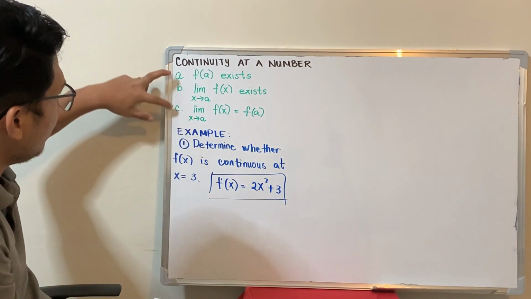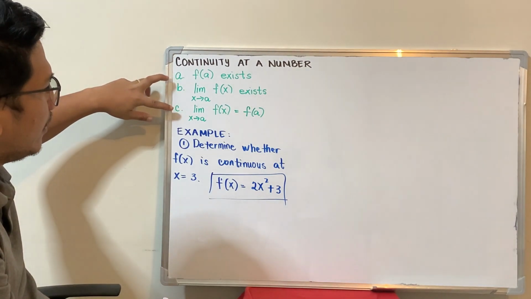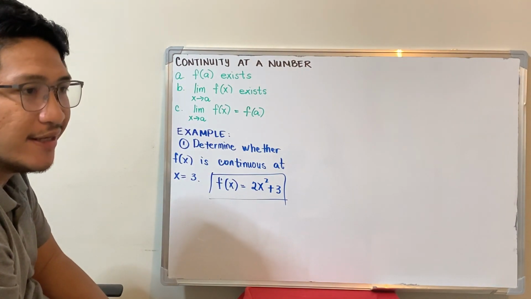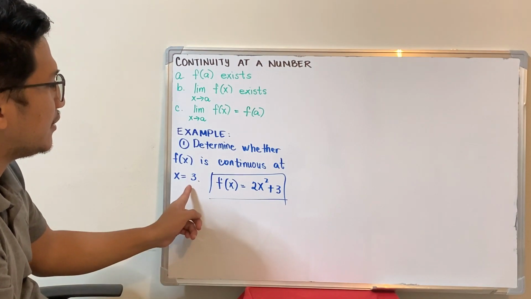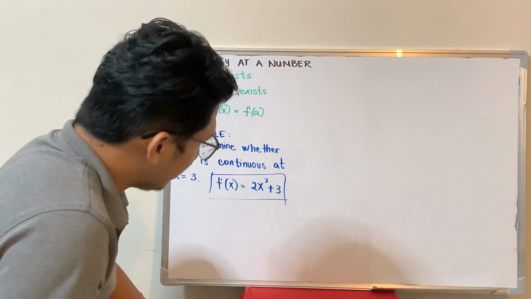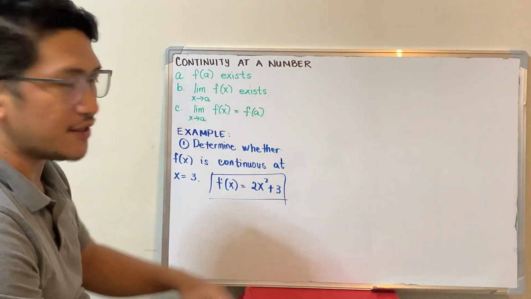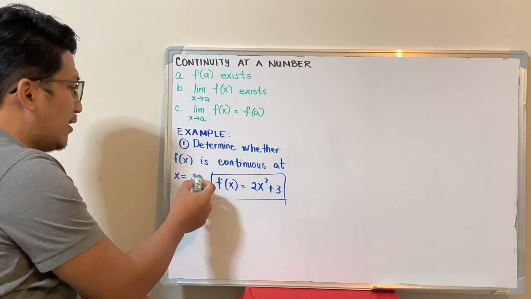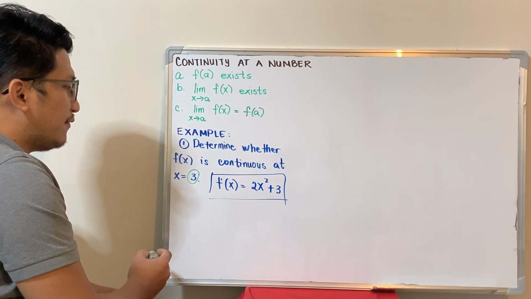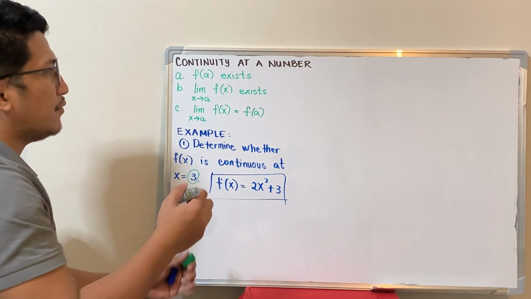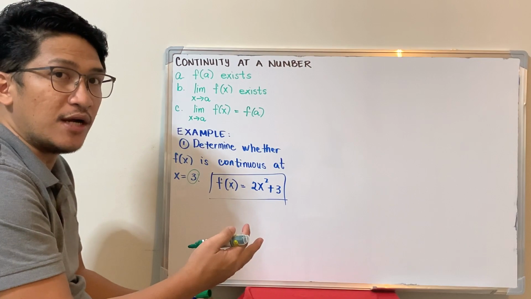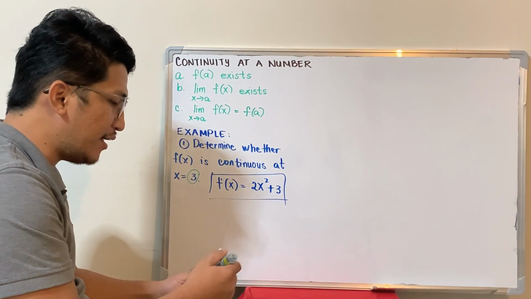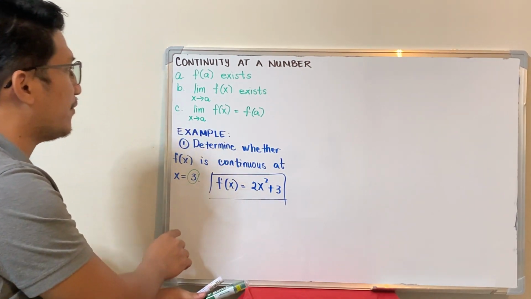First, of course, we have to follow these three conditions, and once satisfied, it means the function is continuous at this number. So, the first thing to do is check if f of a exists. The idea here is that a is the number we are going to test. We are to check if the function is continuous at this number 3.